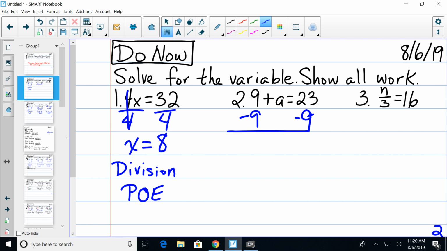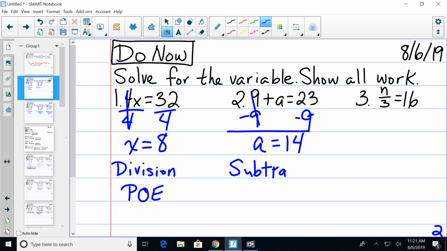All right, so then what happens on the left? The 9's cancel. We have to be specific in our words, leaving us with what on the left? A. And what does A equal? 14. What property did we use? Subtraction. Whatever operation you do, that's the property you're using.